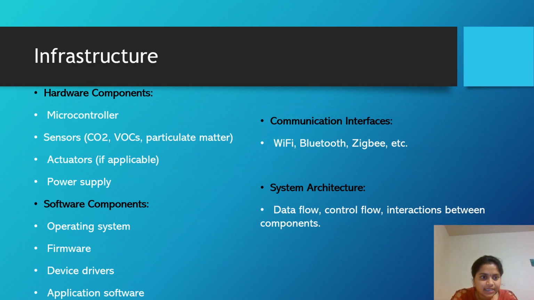Coming to the next slide, here is the infrastructure of our embedded system, which comprises various hardware and software components working together in parallel. This includes sensors for measuring air quality parameters such as temperature, humidity, carbon dioxide, and volatile organic compounds. These sensors are connected to a microcontroller unit that processes the data and communicates with the central processing unit for further analysis and display. These are the hardware and software components.